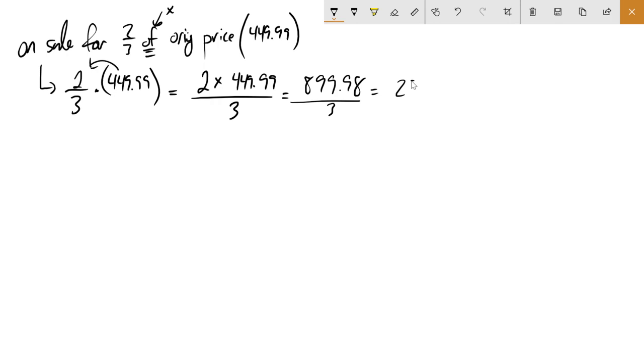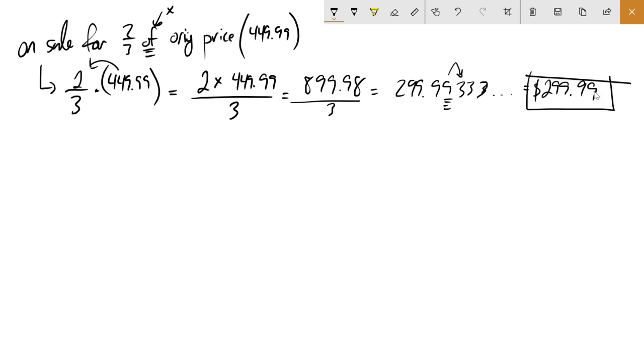Yeah, it's just 299.99333. The 3's will go forever. And then if we're rounding to the nearest cent, so there's the cents, the hundredths, so you just go next door. The 3 tells you to do what with that 9? Leave it alone, yeah. Just leave it at 9. And then that would be your answer.